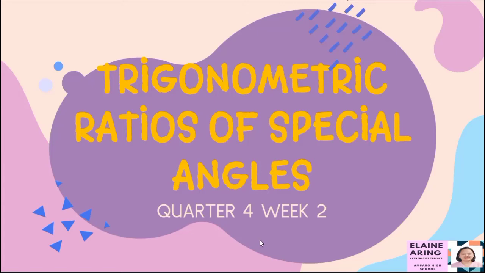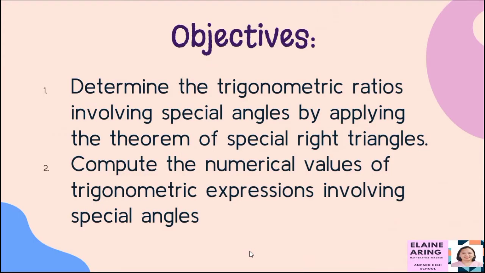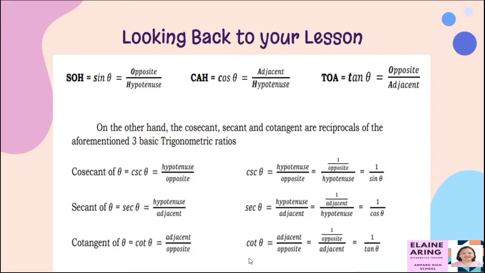Class, today, for quarter 4 week 2, we are going to discuss trigonometric ratios of special angles. Our objectives are to determine the trigonometric ratios involving special angles by applying the theorem of special right triangles, and lastly, to compute the numerical values of trigonometric expressions involving special angles. So let us review first.